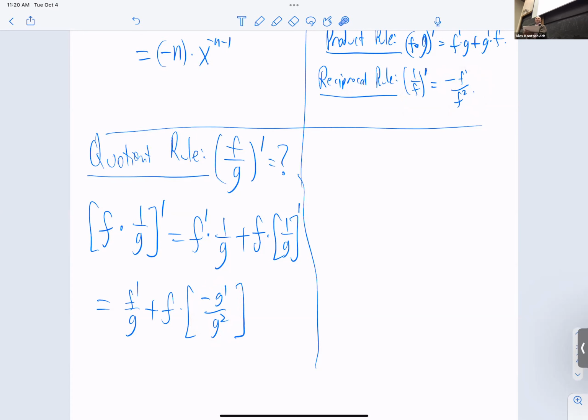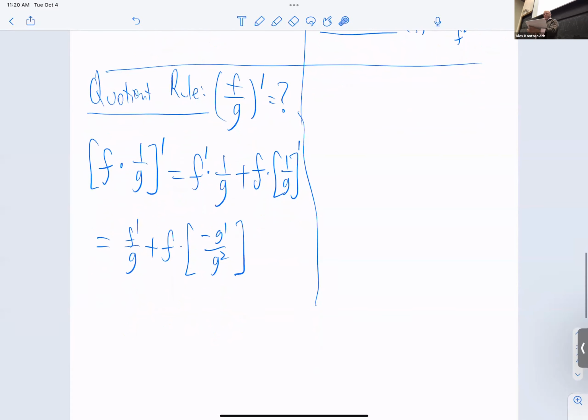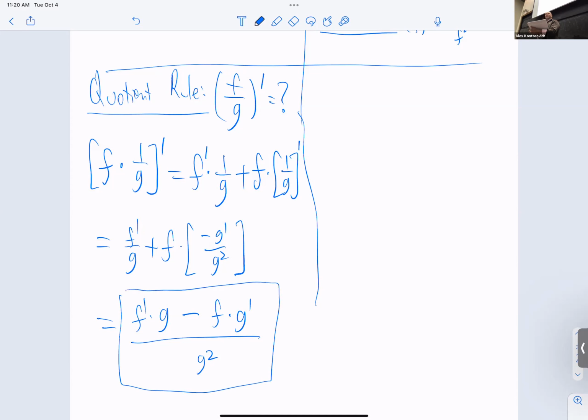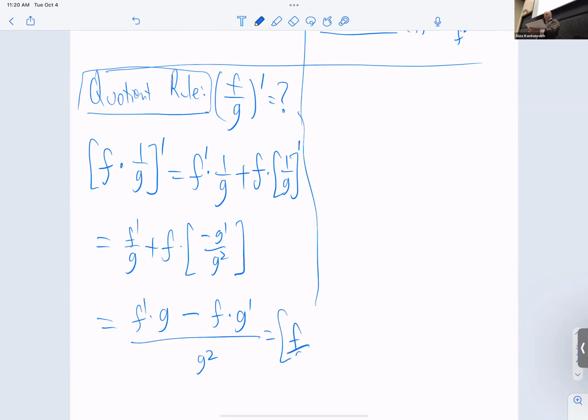Everybody see that? Great. Okay. Let's massage this a little bit. What's the common denominator going to be? g squared. So let me multiply top and bottom here by g. So I have f prime times g, common denominator is g squared, and then I have a minus f times g prime. That's it. That is the dreaded or beloved, depending on your opinion of this rule, quotient rule. This is the derivative of f divided by g.